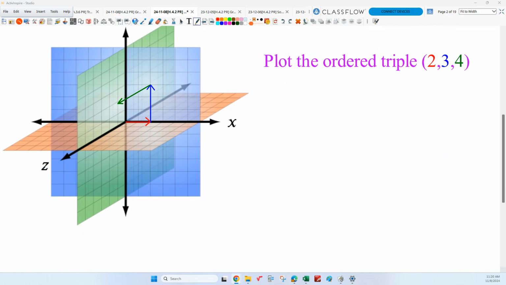So if we have an ordered triple then, if we want to locate a point in 3-dimensional space, we need 3 coordinates, not just 2, because I have 3 axes now. So if I have the ordered triple 2, 3, 4, that's an x coordinate of 2, y coordinate of 3, z coordinate of 4. That would mean starting at the origin, I'm going to go right 2, up 3, and out of the board by 4 to some point in space. Okay, everybody good with that? Just a quick review from yesterday.